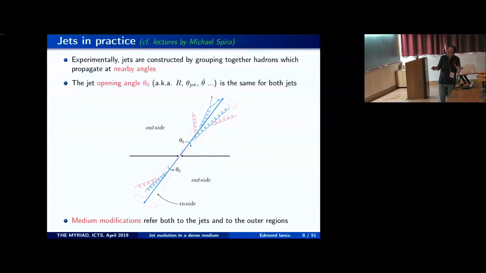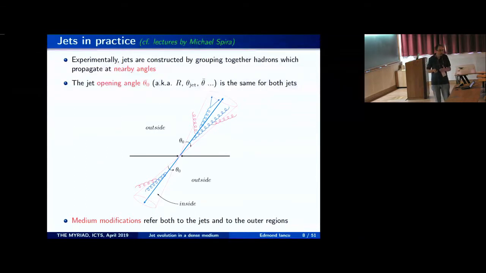But once you define the jet in a conventional way, then you define also what it means inside the jet and outside the jet. What is inside the jet is a jet. What is outside the jet means radiation angles larger than θ0. It exists. The θ0 is an experimentally decided value, it's a choice.